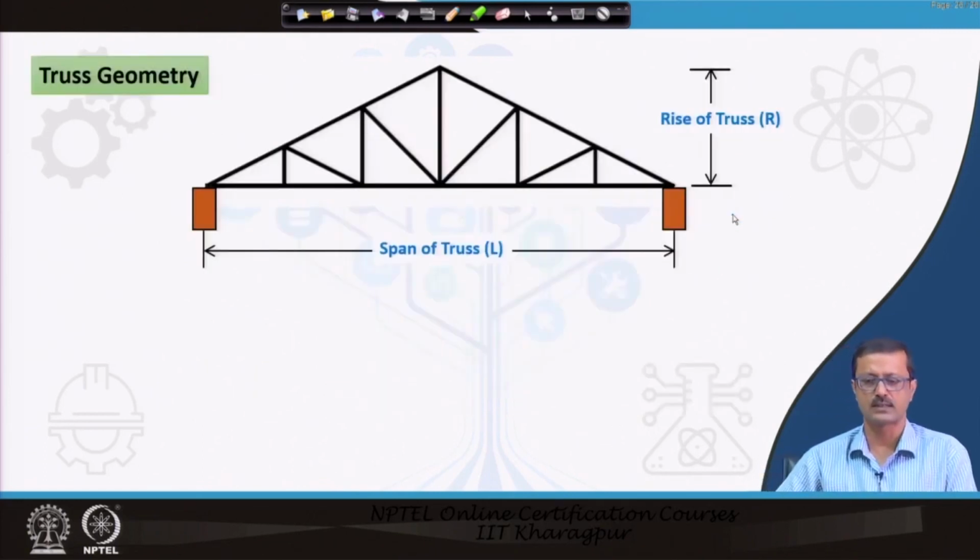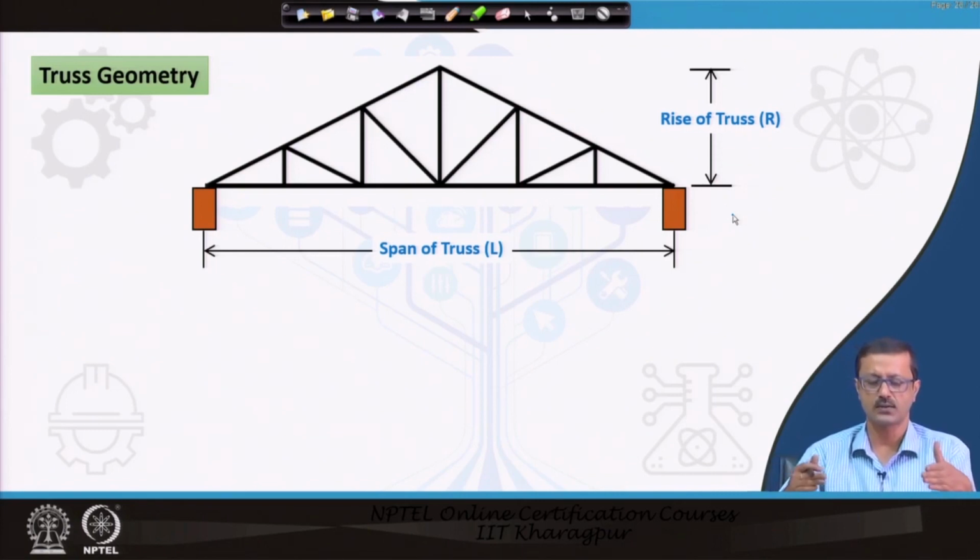So, let us discuss some of the truss geometry. As we know, it is an inclined or pitched roof. The span of the truss is measured from support to support. We do not want to have intermediate supports, because we go for long span applications. Suppose it is for a railway station, or an auditorium, or maybe a small stadium, a swimming pool or something like that.